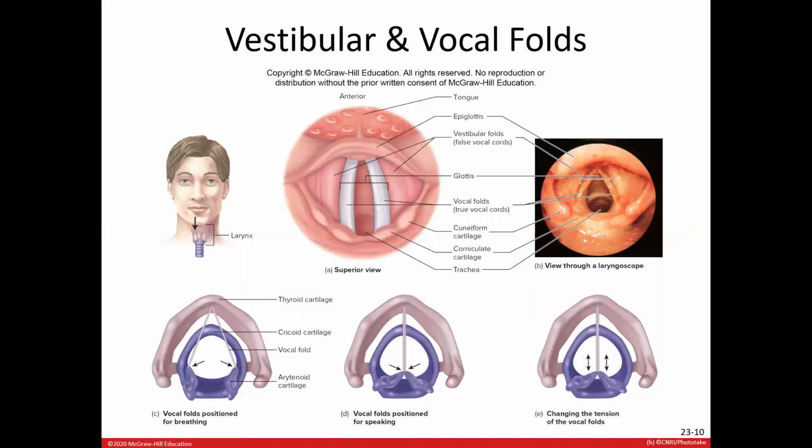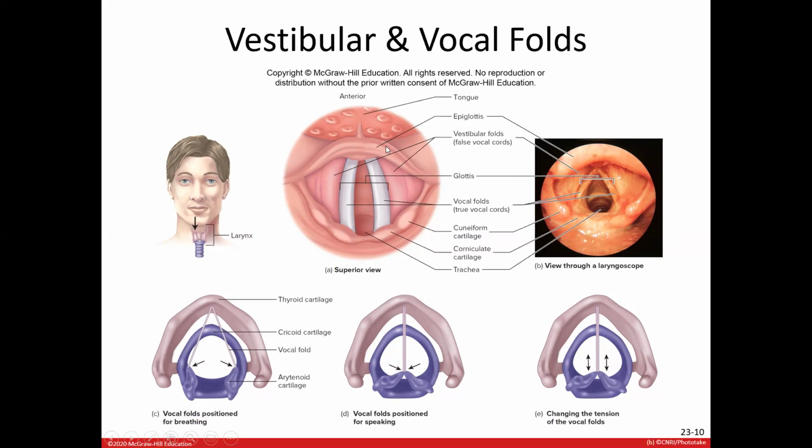So for the vestibular and vocal folds, at the top of the larynx, you have the opening right here, which leads down to your trachea, which we'll get to in a moment. But immediately surrounding the opening, you have your vocal folds, these white lines I'm running my mouse over. Those are your true vocal cords. Those produce sound, which allows you to speak. And then surrounding those, you have your vestibular folds on both sides. Those are those false vocal cords. They do not produce sound.